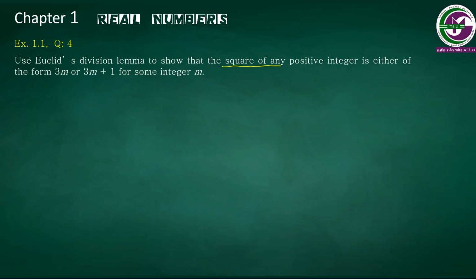Here also, we'll start with the two numbers a and b. We know we need to use Euclid's division lemma. For Euclid's division lemma, we need two numbers a and b. So let a be any positive integer.